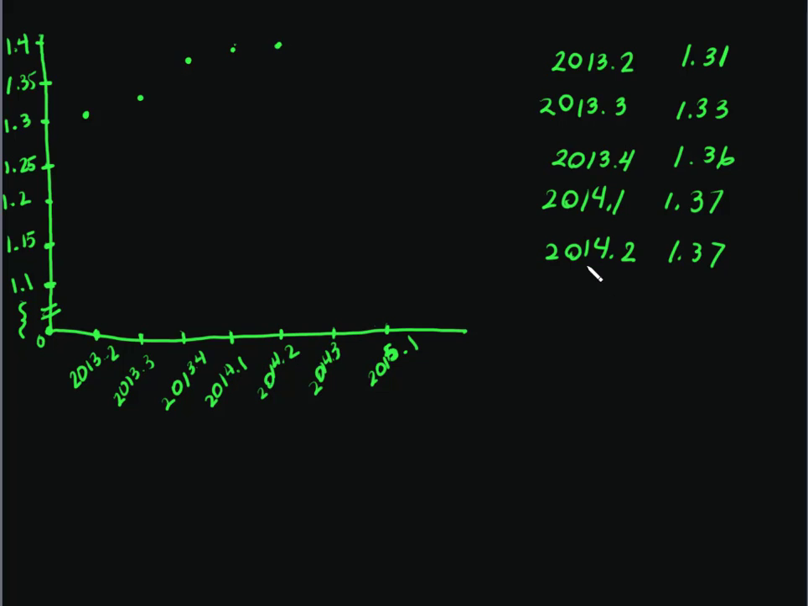So I'm about here, maybe. Okay, 2014.4, I have 1.25. Again, eyeing it up. It won't be perfect if you use a ruler. 2015.1, 1.12. So I'm down here. Okay, now let me connect these dots.